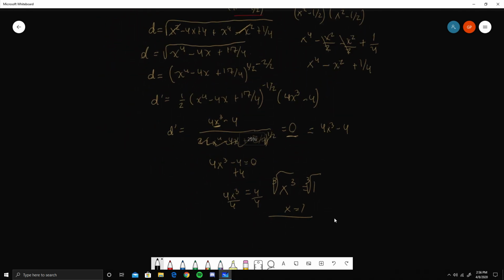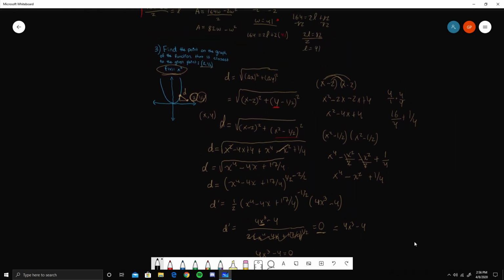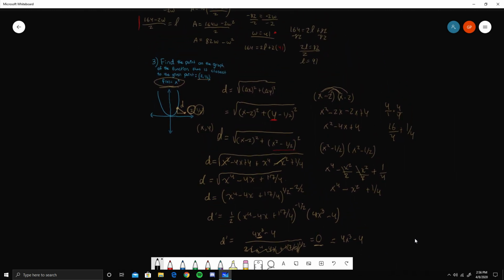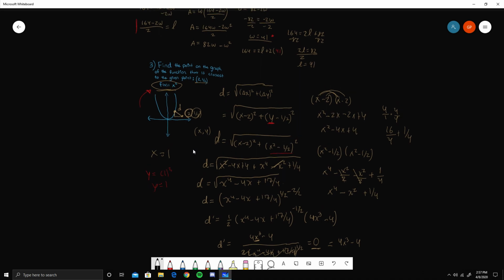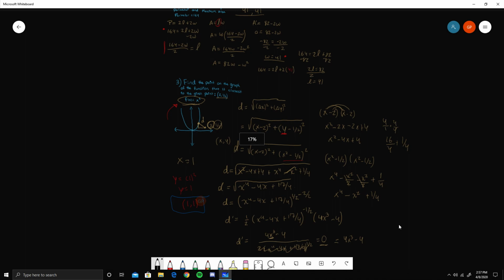So now I'm going to go back to the very beginning. Now that I know that x equals 1, I simply have to go back to the original equation, which is this one right here, and plug in a 1 for the x. When I do that, I get that y is equal to 1. So now I know that the point closest to the point that they gave us is (1, 1). And this would be the final answer. And that's it.